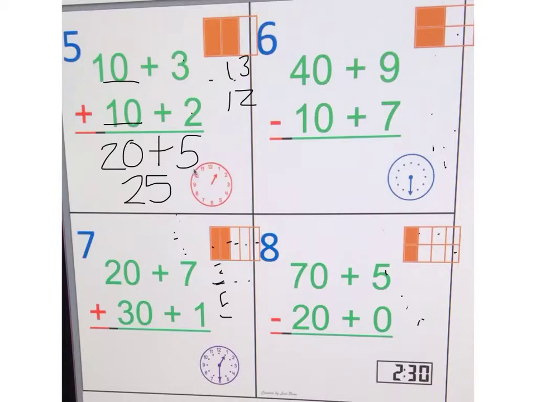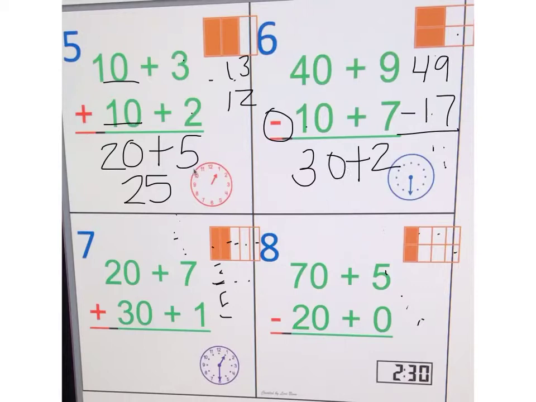Students at this point may need to draw models, and that is fine as well. So we have the standard form 49 and 17, and we are finding the difference because of the subtraction. We have 9 ones, and we're going to take 7 of those away. That would give us 2. We have 4 tens. We are taking 1 ten away, which would leave us with 3 tens. This is 30 plus 2 in expanded form. In standard form, it would be 32.